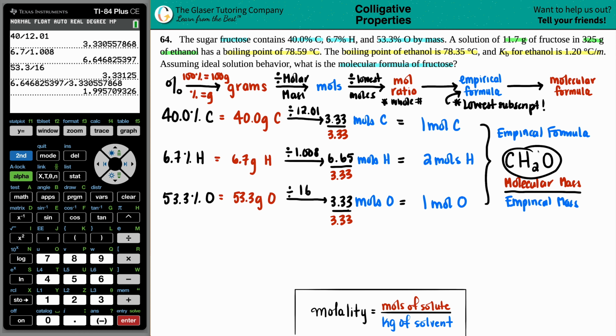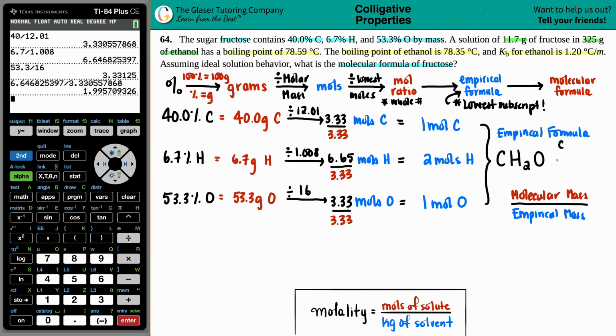Now, I do know my empirical mass, right? My empirical mass is just going to come from CH2O. Now, I just have to add them up, right? I'll do it down here. The empirical mass is coming from the CH2O. We have C, we have H, and we have O. I've got 1 carbon, so on the periodic table, that's 12.01. I have 2 hydrogens, so 2 times 1.008. And then I have 1 oxygen, which is just 16. And we can add them all together.